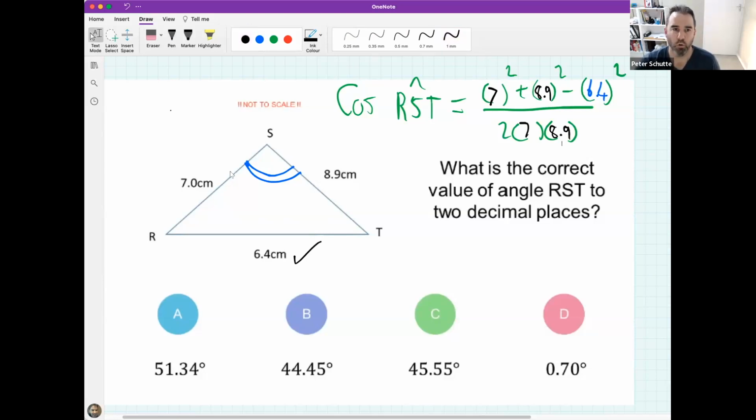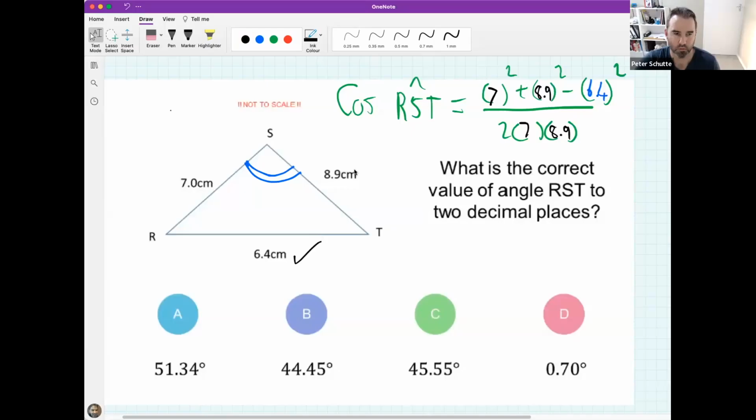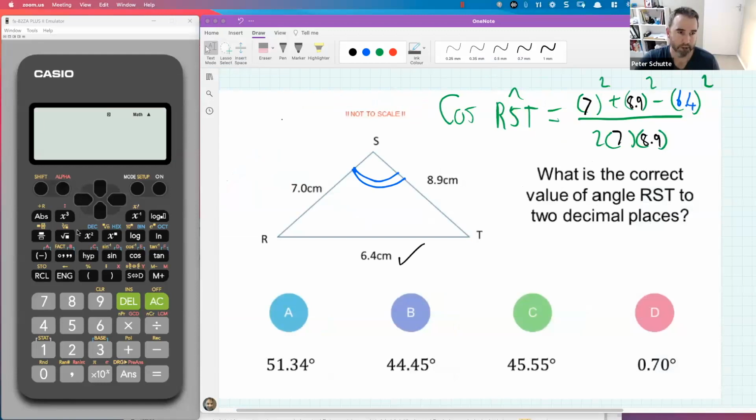So which of the 4 do we feel is the correct one? I don't know what the correct answer is yet. There are a few comments coming through in the chat. I need to use my calculator, so I'm going to switch to the desktop view so you can all see. So I'm going to go Shift cos, which gives me inverse cos, fraction button, 7 squared.